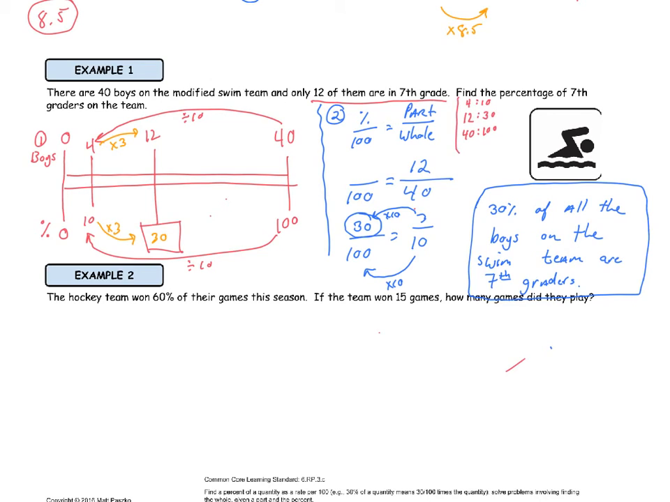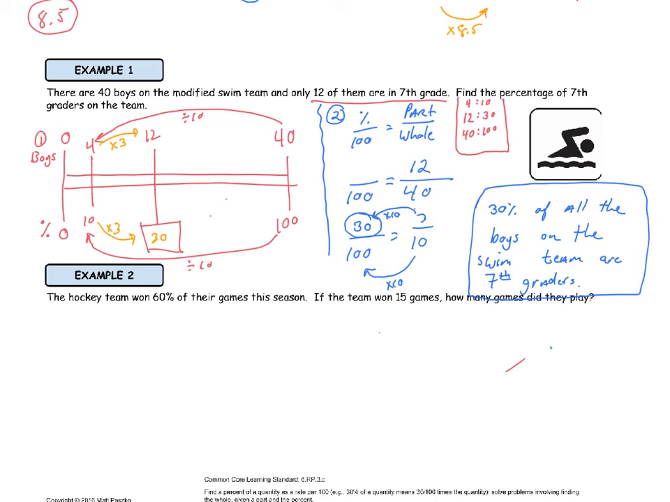I also just identified 3 equivalent ratios in red here. 4 to 10, 12 to 30, and 40 to 100 are all equivalent ratios. I was able to find those equivalent ratios right on our double number line, a nice visual representation of how percentages relate to equivalent ratios.